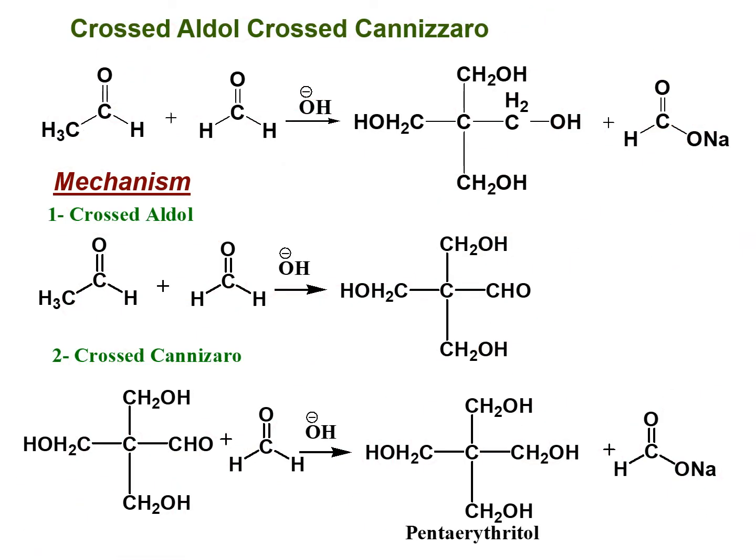So again, if we look at this reaction, as you can see, you have the acetaldehyde and the formaldehyde in presence of concentrated sodium hydroxide. The first step will be a regular aldol condensation between the acetaldehyde and the formaldehyde, and then you have the Cannizzaro step where you perform oxidation of the formaldehyde and reduction of the pentaerythritol part.